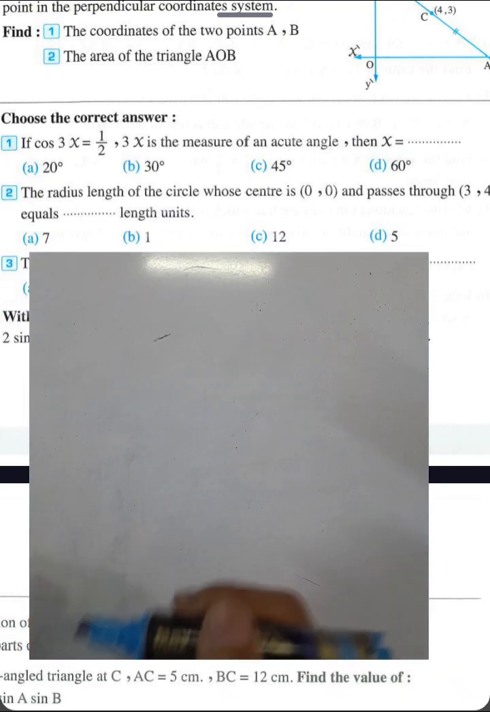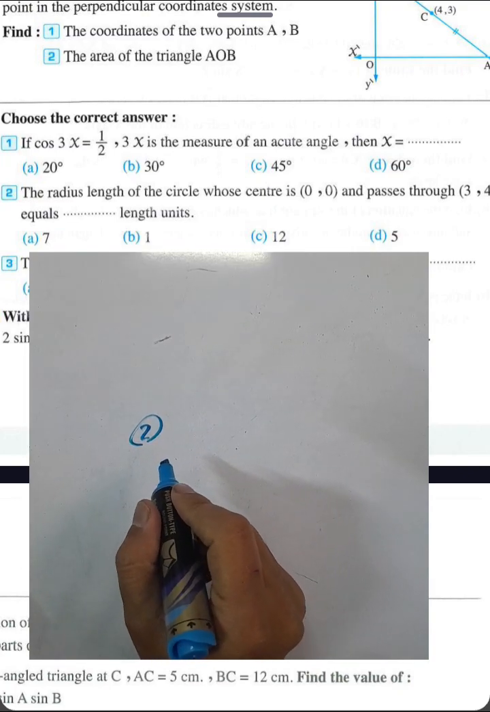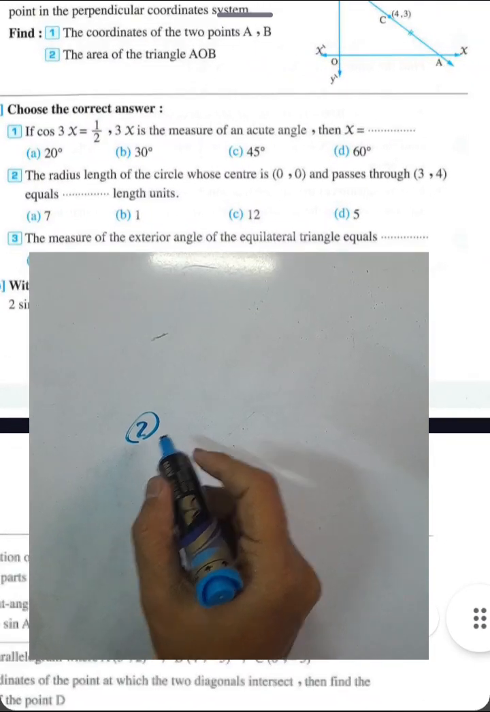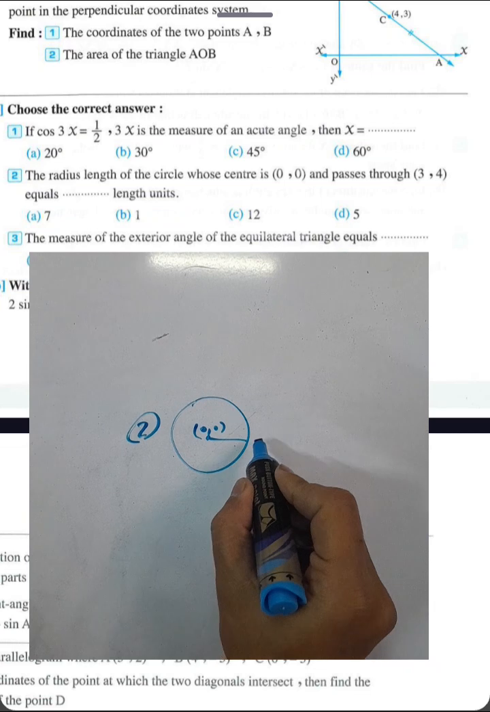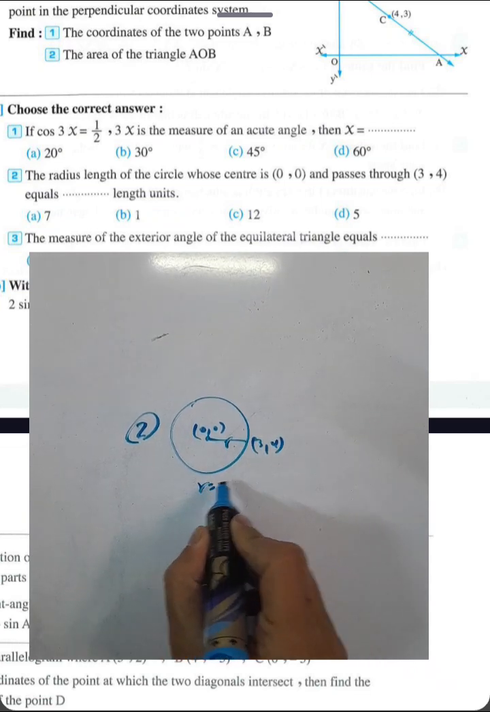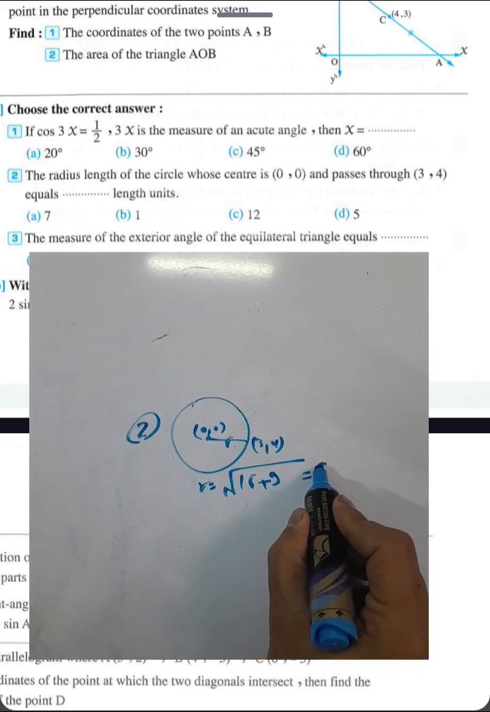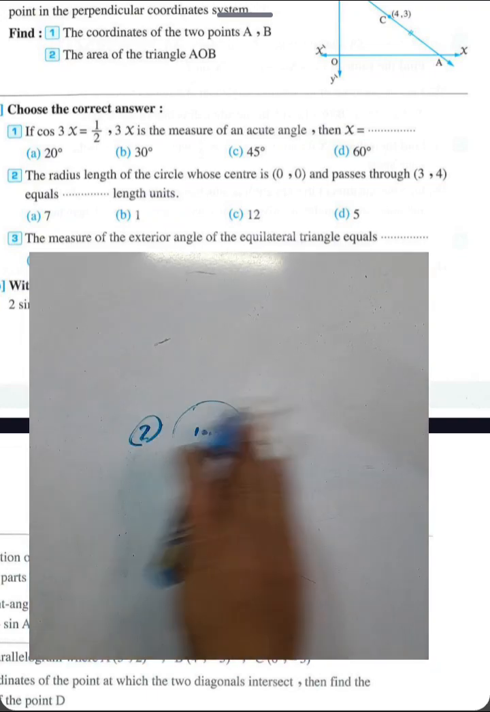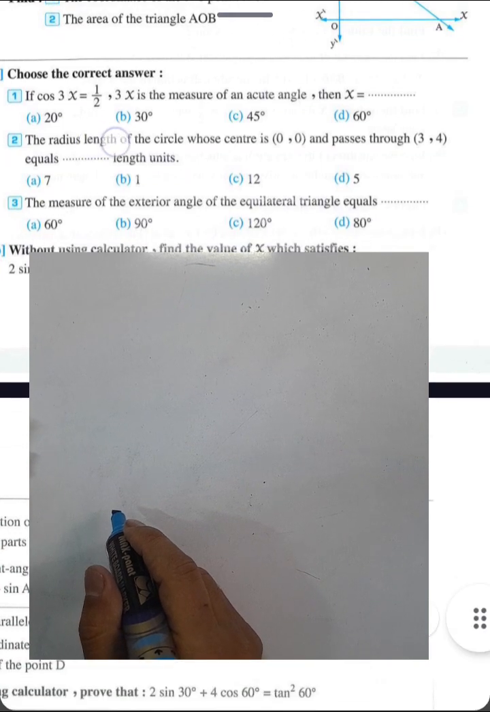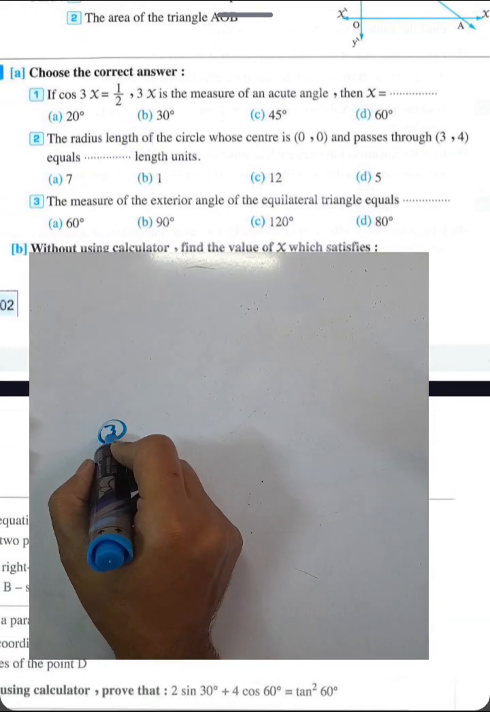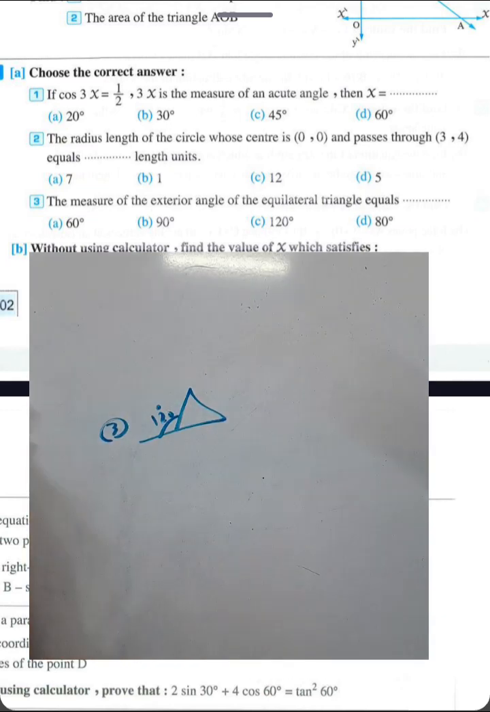Question number 2. The radius length of a circle whose center is 0 and 0 and passing through 3 and 4 equals what? The circle has the origin point 0 and 0, and the point 3 and 4. We can find the radius equals the square root of 4 minus 0 to the power 2, which is 16, and 3 minus 0 to the power 2, which is 9. The result will be 5 length units. Question number 3. The measure of the exterior angle of an equilateral triangle will be 120 degrees.